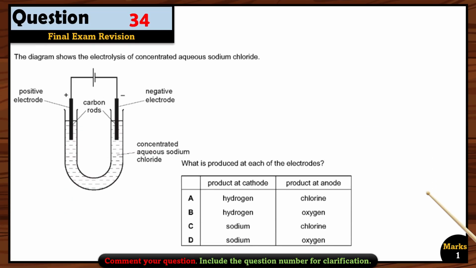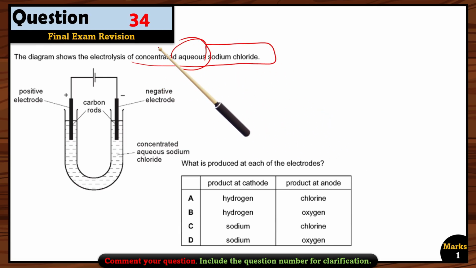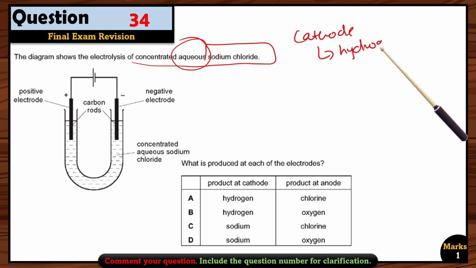Let's see another example. The diagram shows the electrolysis of concentrated aqueous sodium chloride. Again, you have seen the word aqueous, which means it is a solution. So what are you going to get at the cathode? It's simple. At the cathode it will always be hydrogen as a product if you have an aqueous solution. The exceptional cases are copper sulfate or copper chloride, any compound of copper or maybe silver. But in all other solutions, you are going to get hydrogen at the cathode.